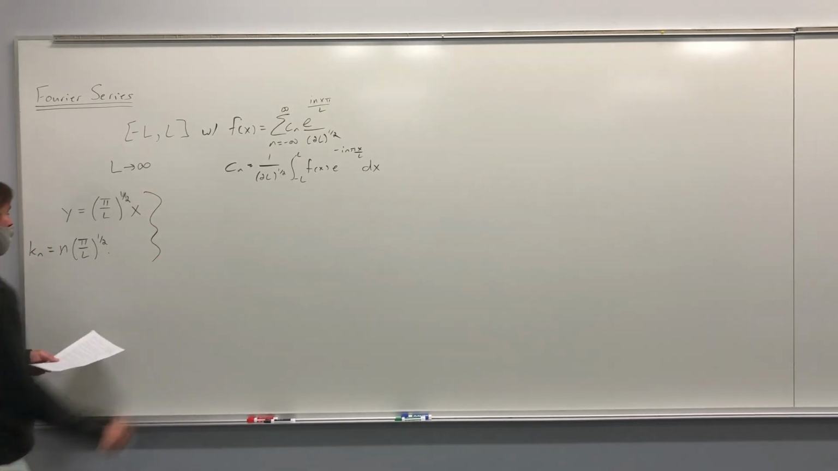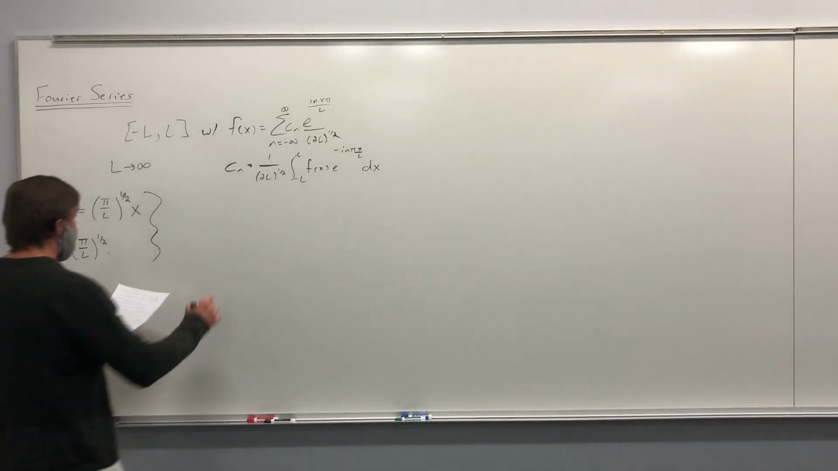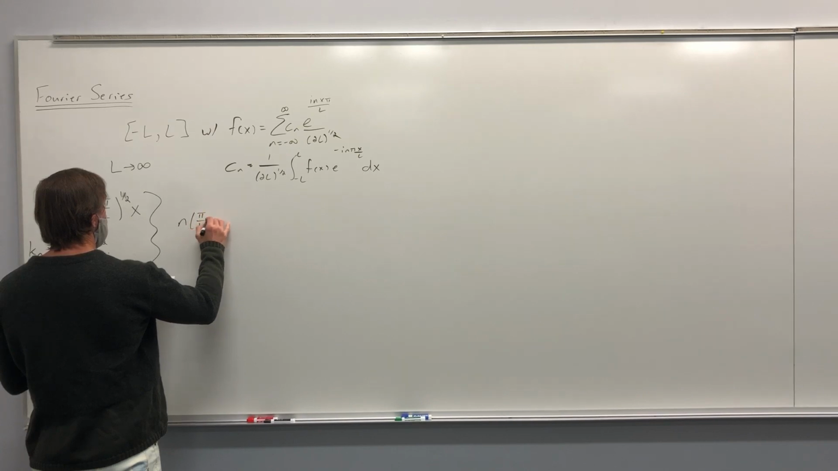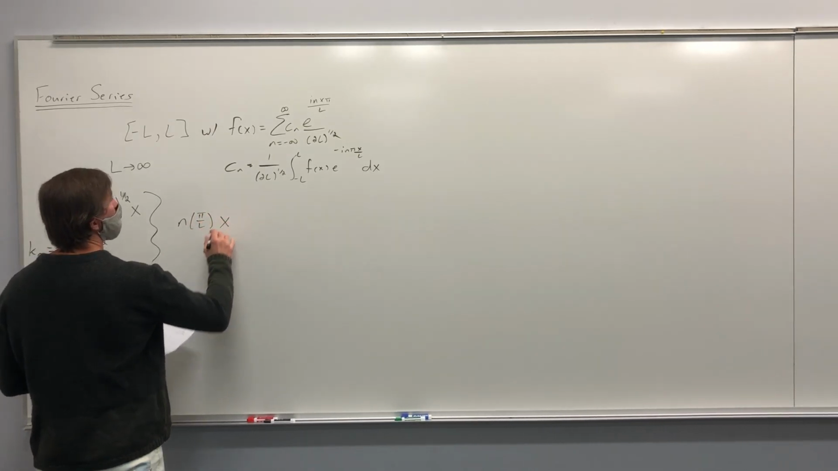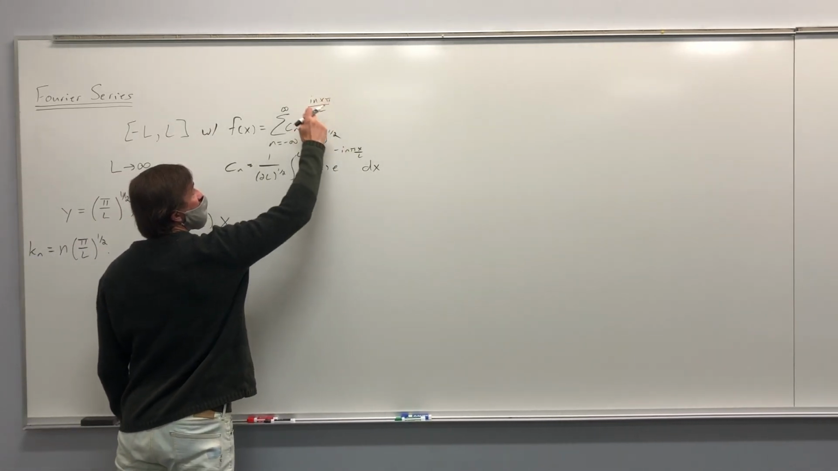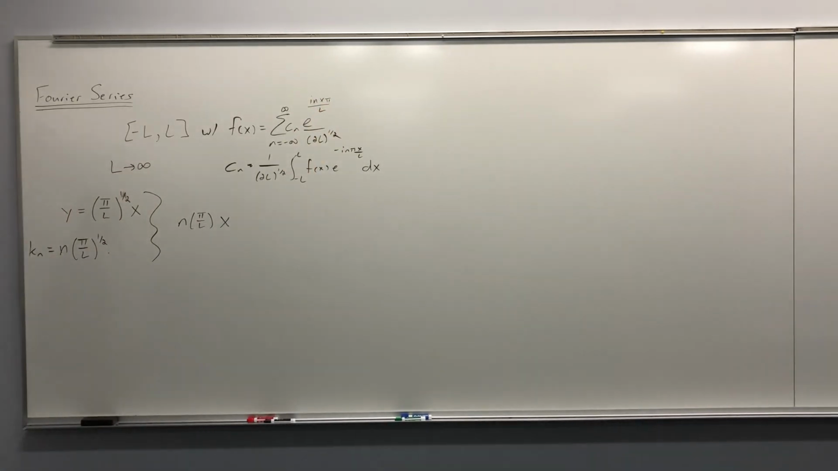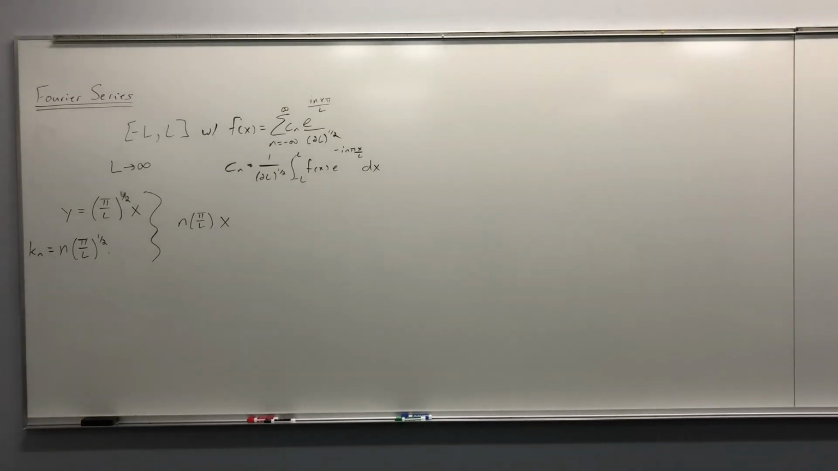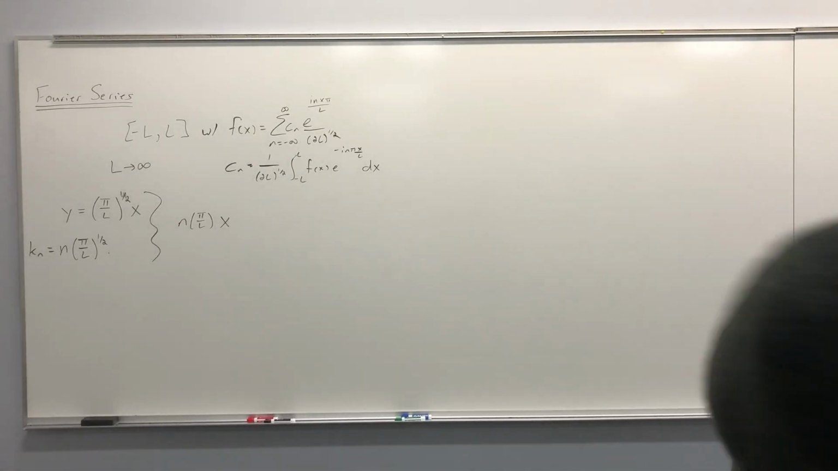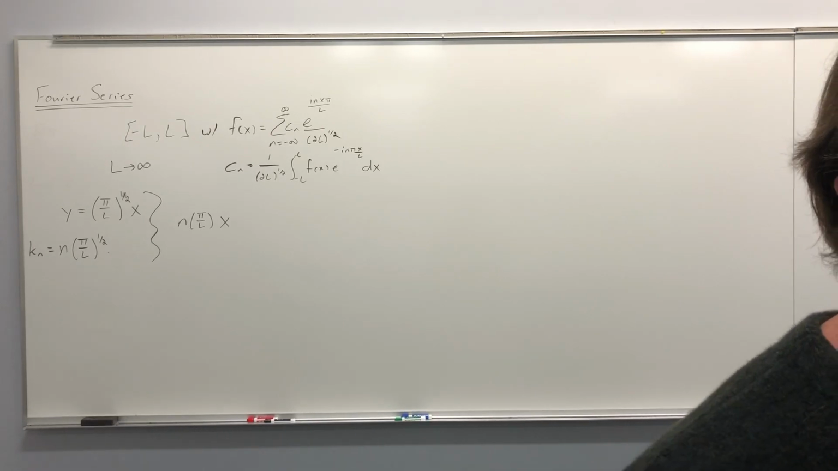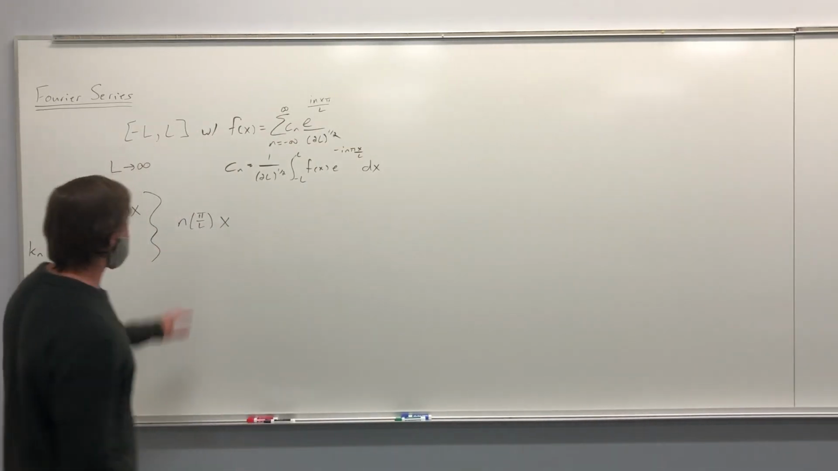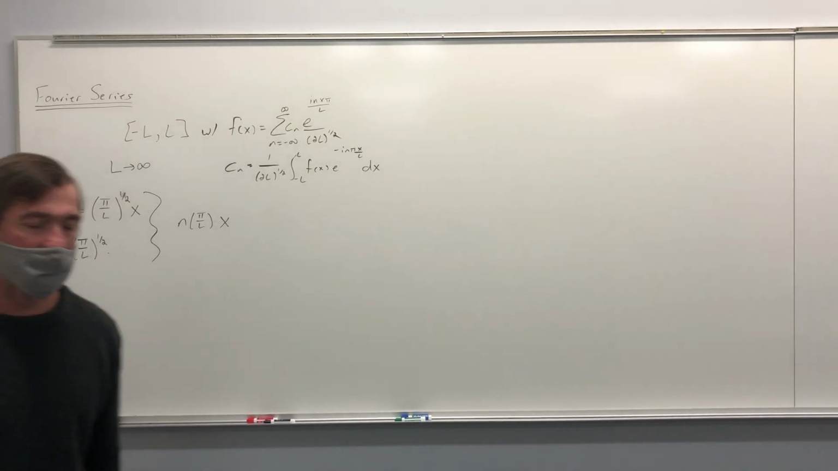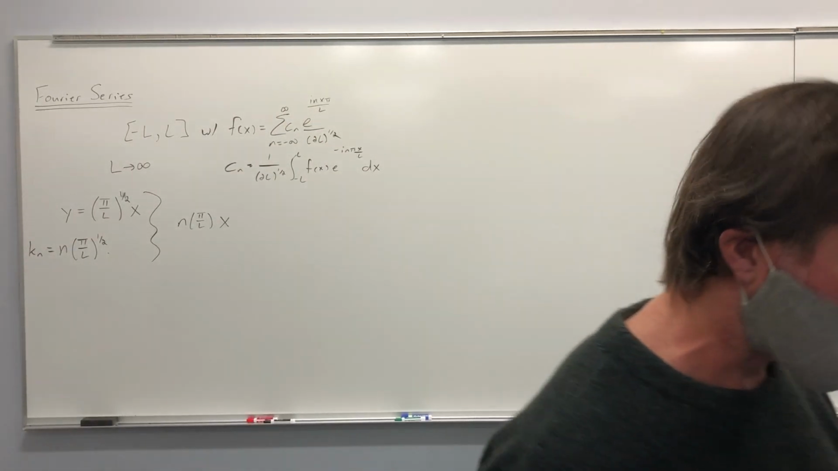These two together are going to allow us to replace n pi over L x, which is the thing that's sitting up here, with what? Zan, I just pointed at you. What can we replace the exponent, the factor of n pi over L times x with, given these redefinitions?